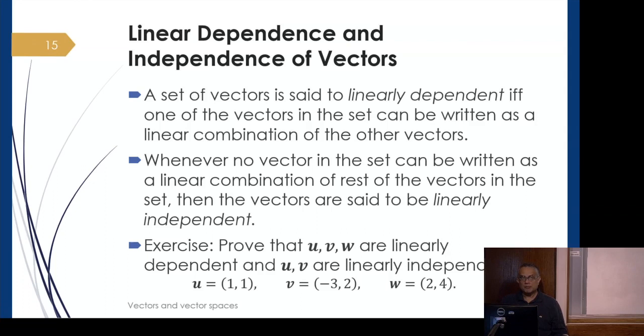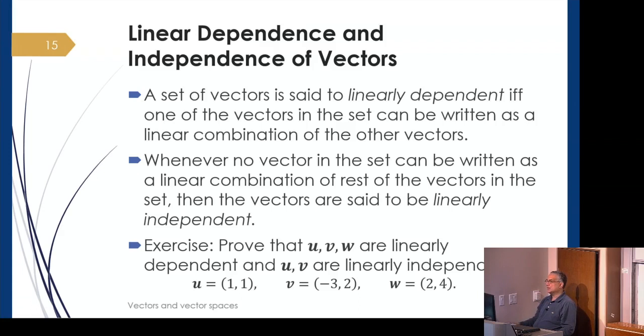Then we have a very important concept, building on this: the concept of dependence and independence. Given a set of vectors, we would say that they are linearly dependent, provided one of the vectors in the set can be written as a linear combination. Remember, a linear combination of two vectors, let's say, is a scalar times the first vector plus another scalar times the second vector. So a set of vectors is dependent provided one of the vectors in the set can be written as a linear combination of the other vectors. That means somehow you could generate vectors from this set from its siblings in the same set.